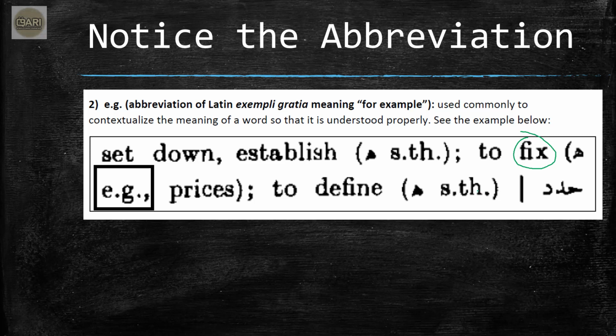So when an example is used, it is often used for purposes of clarification. You'll see that, and it will help you restrict the meaning of the word used, or show you how that word is used in a certain context. So again, a very important abbreviation to know.